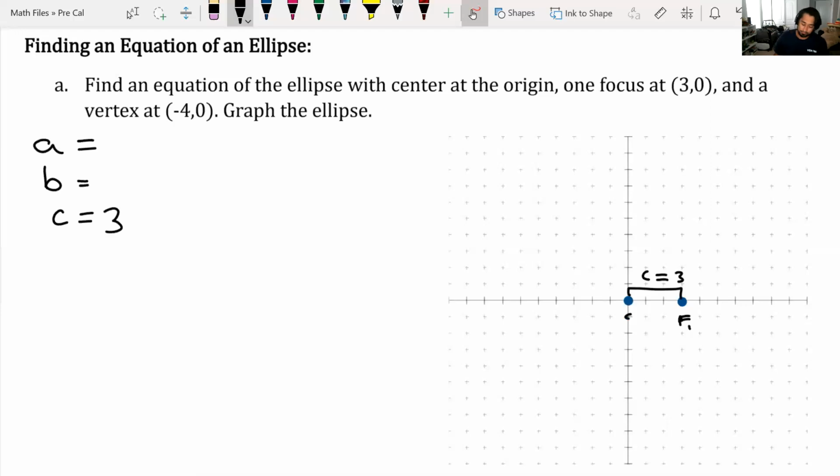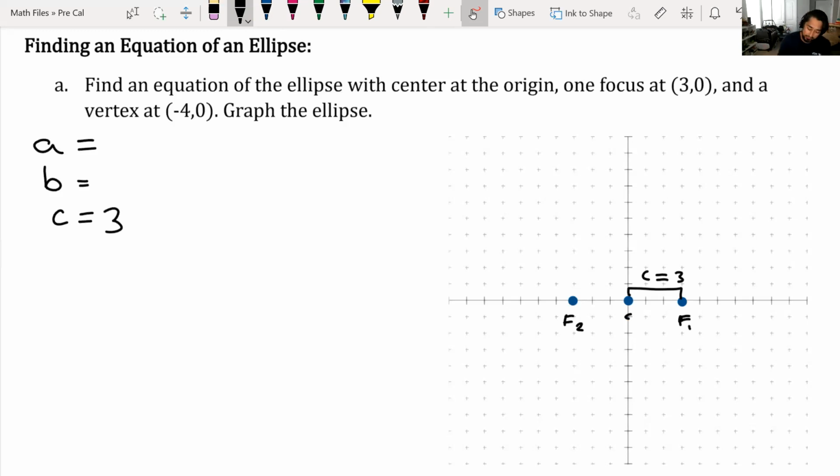Okay, and then the other thing it gives us is that we have a vertex at negative 4, 0. Well, actually, before we plot that, one thing to note is that if you know that one focus is 3 units away to the right from the center, then the next focus is going to be 3 units to the left of the center. So here is focus 2. Okay, so we have that.